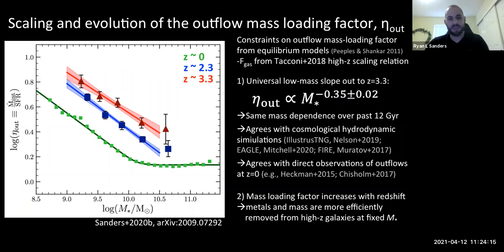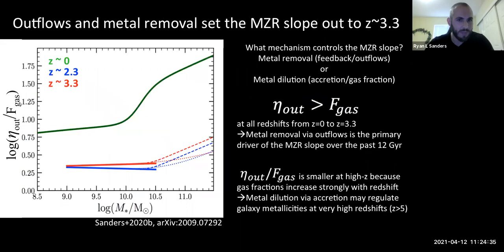We find that at fixed mass, the mass loading factor actually increases as redshift increases. And so this tells us that as you go to higher redshifts, the efficiency with which outflows are removing material from galaxies is actually higher. And so that has implications for outflows actually being more impactful as you go to earlier times.